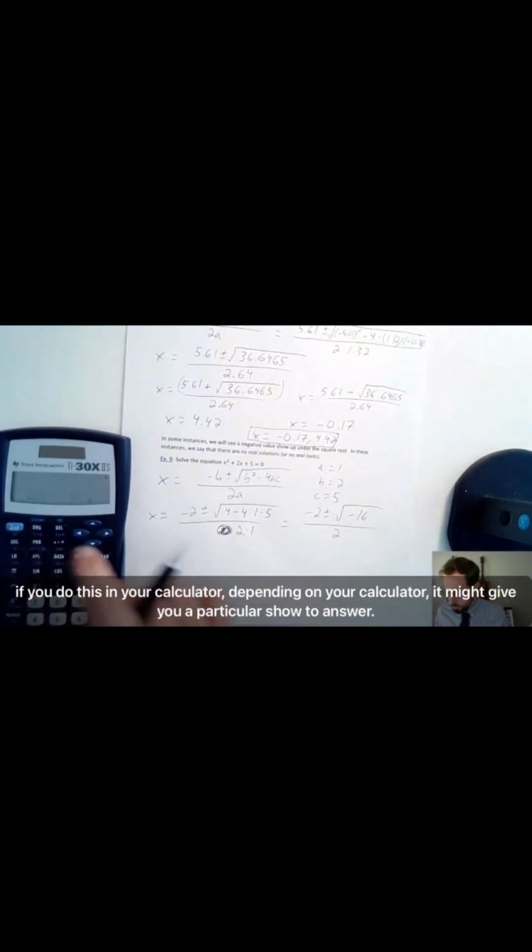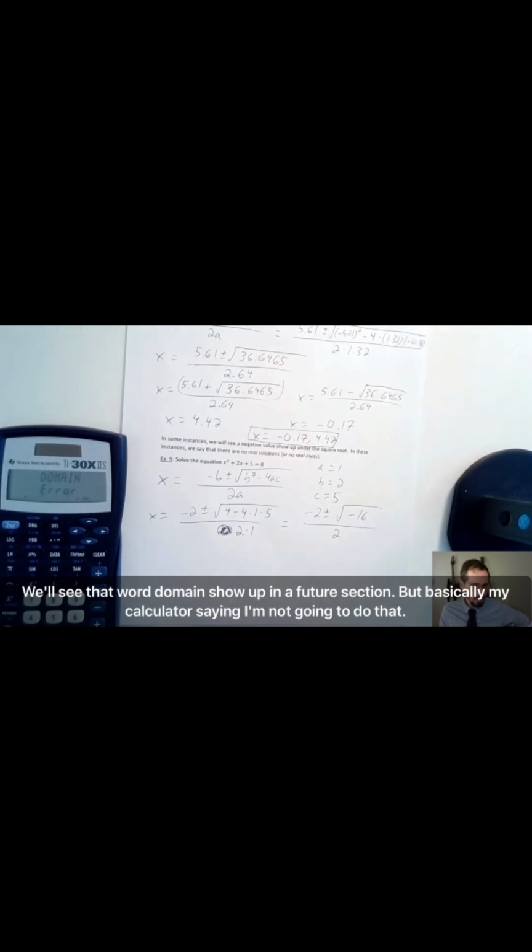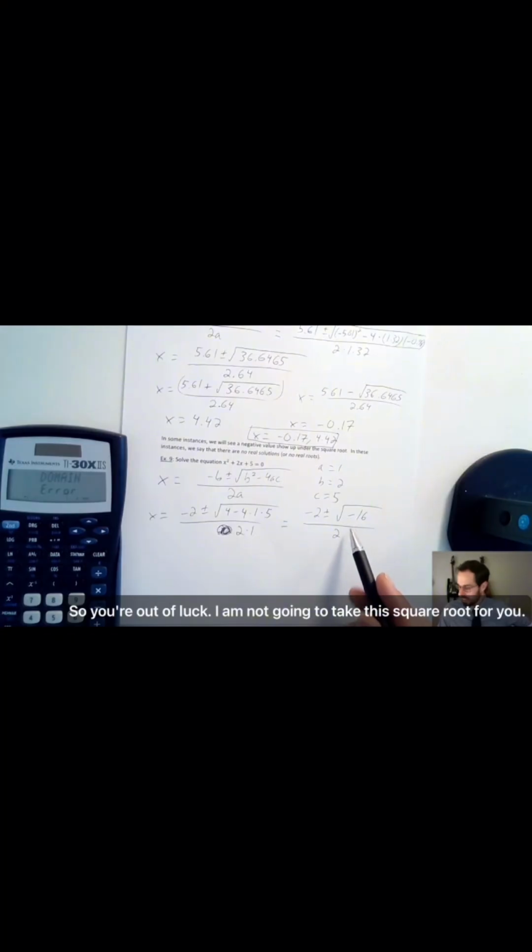And just to observe this, if you do this in your calculator, depending on your calculator, it might give you a particular sort of answer. But in this one, if I enter that, it's going to give me a domain error. We'll see that word domain show up in a future section. But basically, my calculator is saying, I'm not going to take the square root of negative 16. That's not a thing I am programmed to do. So you're out of luck.